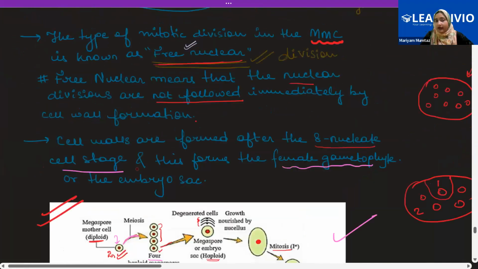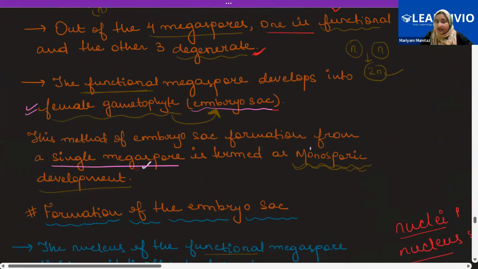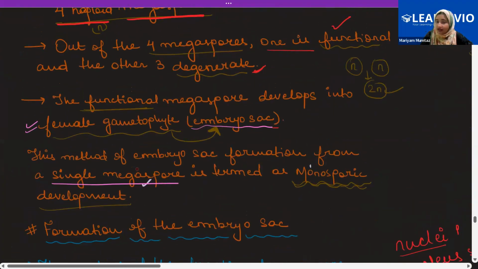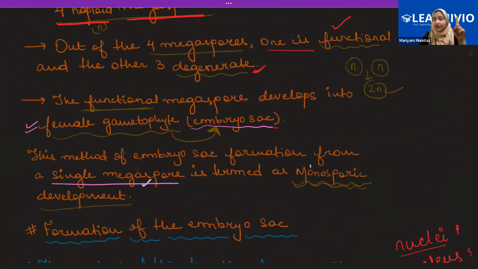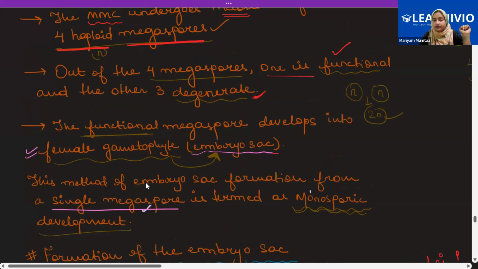So this kind of development wherein the embryo sac is formed from 1 megaspore, we call monosporic development. Mono means 1, sporic refers to the megaspore, and development means development. So this type of development of the embryo sac from 1 megaspore is called monosporic development. Clear? Any doubts? Yes, ma'am.